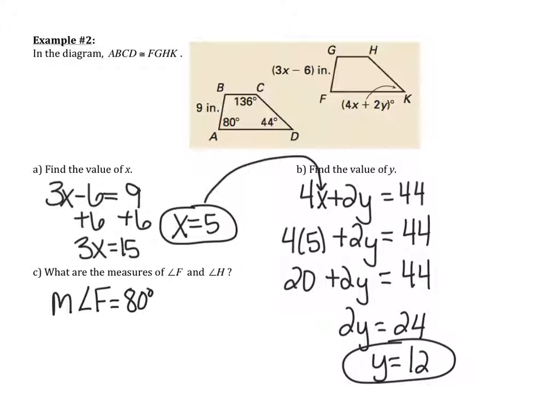Moving on to angle H. H is up here. I know that H corresponds to angle C because H was third and C was third. So H and C correspond to each other and therefore are congruent. If angle C is 136 degrees, it means angle H is 136 degrees. So the measure of angle H is 136 degrees.